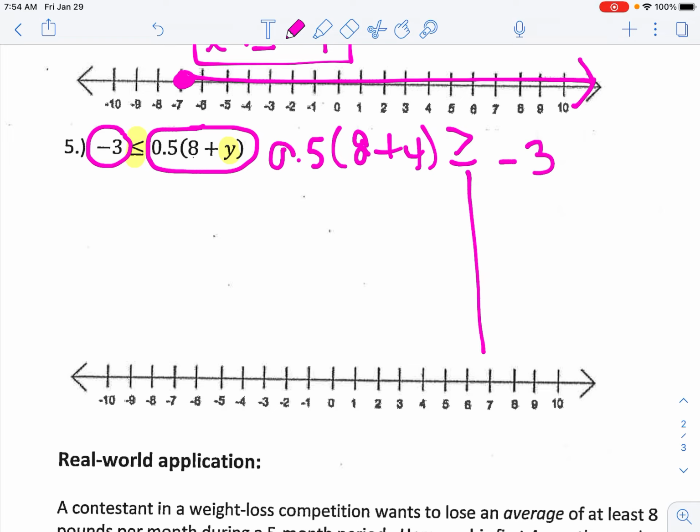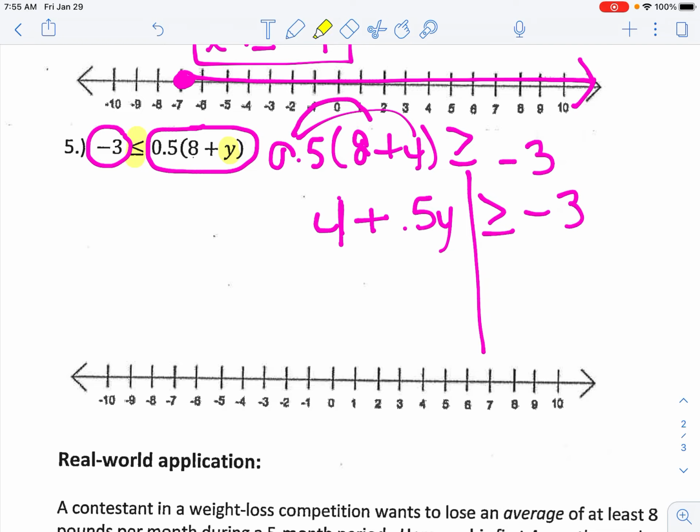All right, so we are ready to solve. First, we're going to distribute. So 0 and 5/10 is the same thing as 1/2. So 1/2 of 8 is 4. And 1/2 times y is 0.5y, is greater than or equal to negative 3.